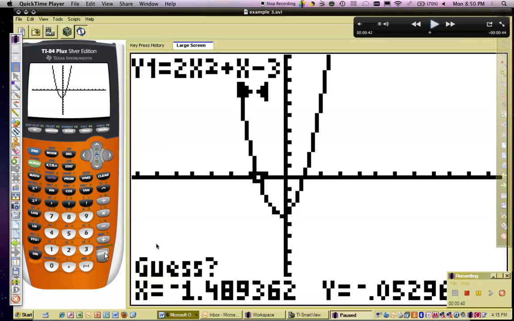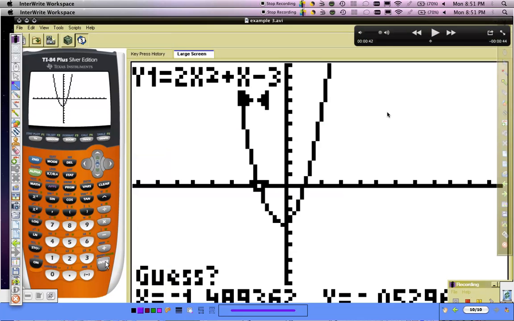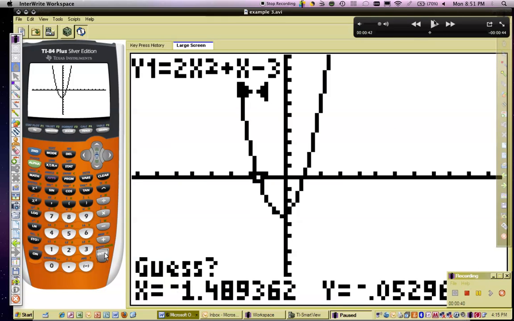There's nothing you can do to make it any more accurate. It's going to take a guess, so you just press enter one last time. So you press enter 3 times: the first time is with the left bound, the second time is with the right bound, and then finally for the guess. Once you press enter, it will tell you what it thinks the zero is.